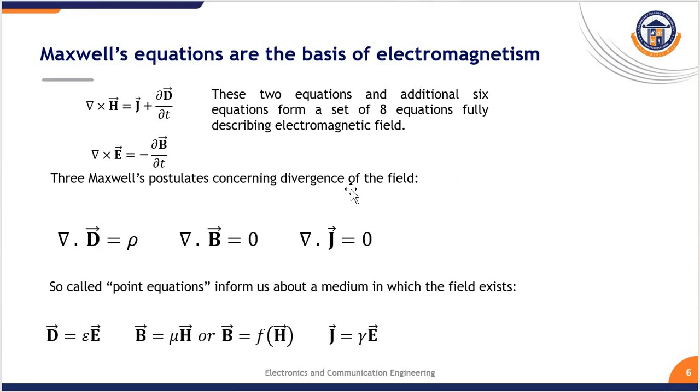3 Maxwell's postulates concerning divergence of the electric field: del dot D vector equal to rho, del dot B vector equal to 0, del dot J vector equal to 0. The so-called point equations inform us about the medium in which the field exists. D is equal to epsilon into E vector, B is equal to mu into H vector, or B is equal to function of H vector, J vector equal to gamma into E vector.